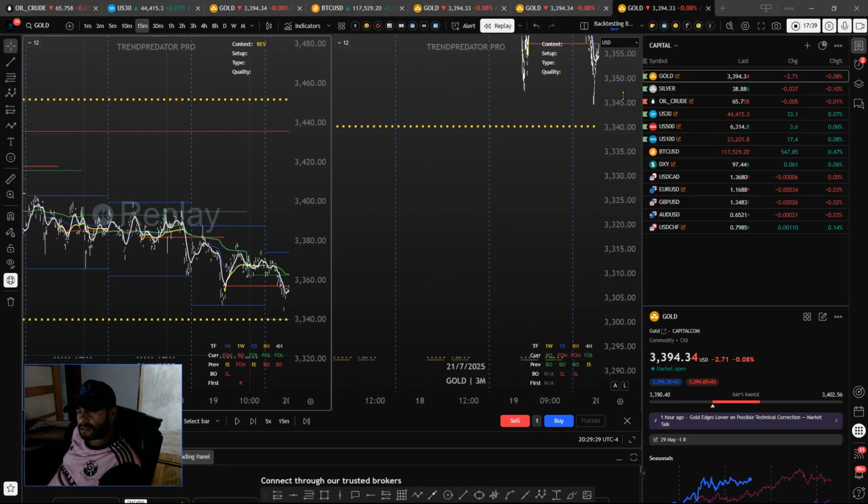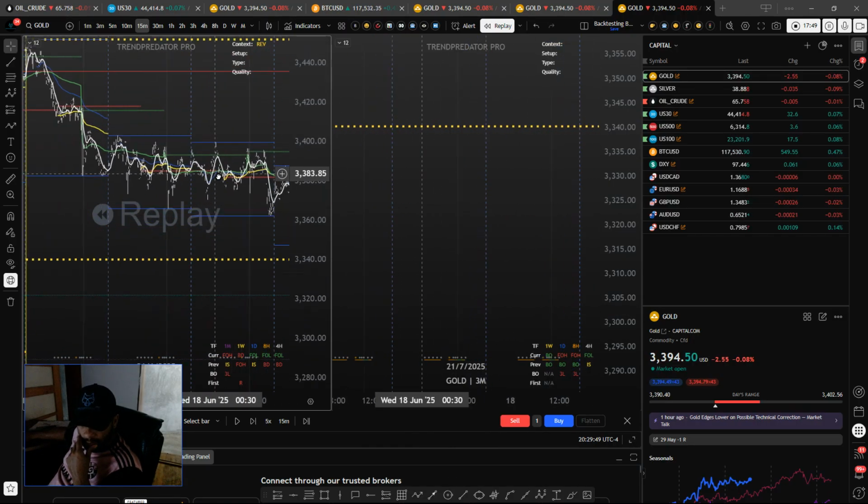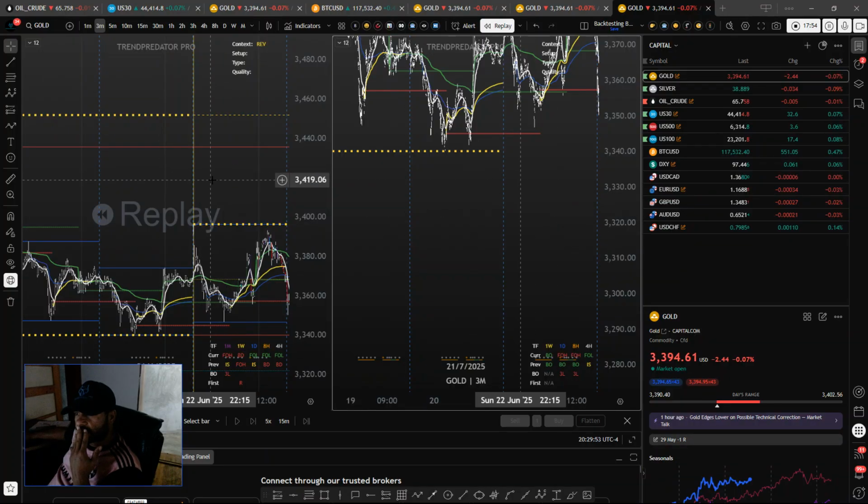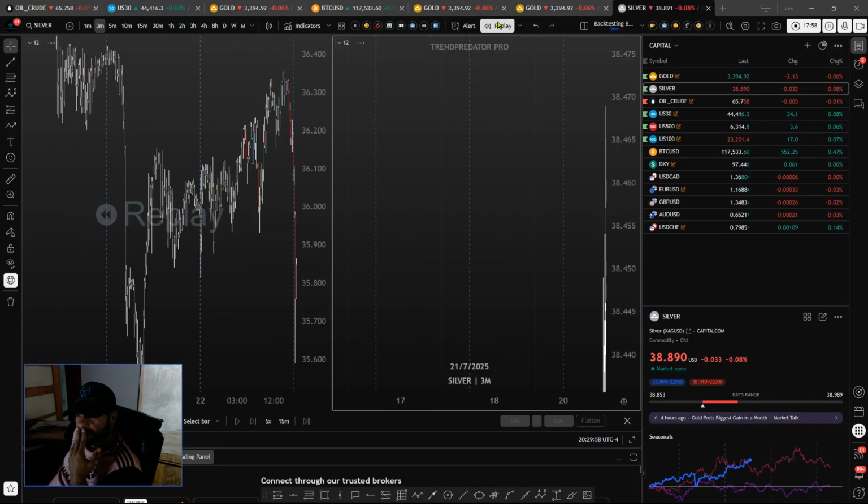Okay, so that brings us to the month, from the current 21st of July to round about the same of June, going back. So that's gold. Let's have a look at silver.